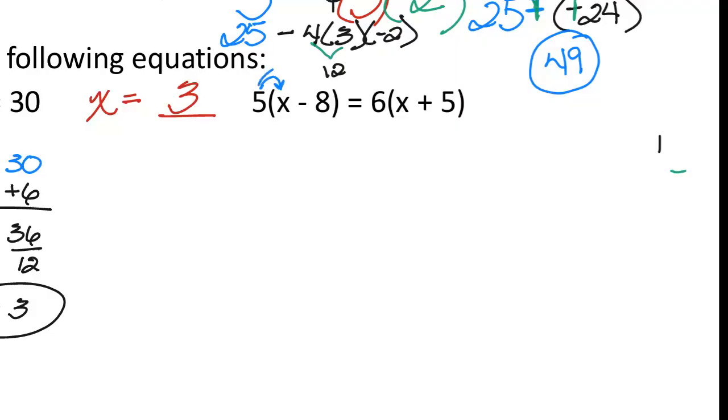Meaning you multiply 5 by everything inside. And over on the other side, you distribute the 6. Okay? So we get 5 times x is 5x, minus 5 times 8 is 40. Equals 6 times x is 6x. And 6 times 5 is 30.